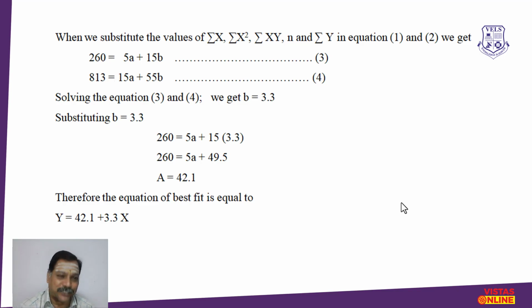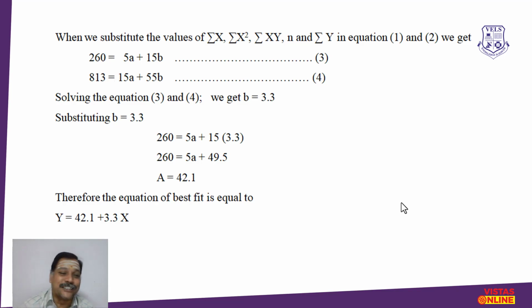Solving these two equations, we can get 33 equal to 10b. So the b value will be 33 by 10, 3.3. Once we got this value 3.3, we can substitute in any one of the equations. We will apply this value in the first equation. So 260 equal to 5a plus 15, instead of b we are putting 3.3. What will happen? 260 equal to 5a plus 49.5, because 15 into 3.3 is 49.5.